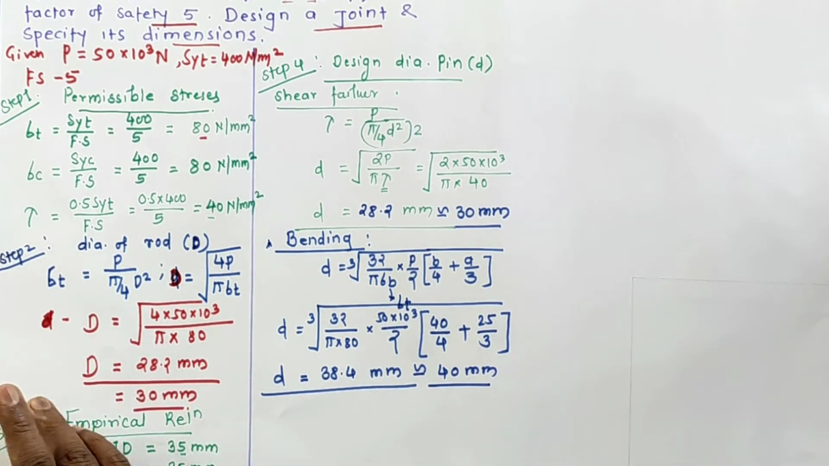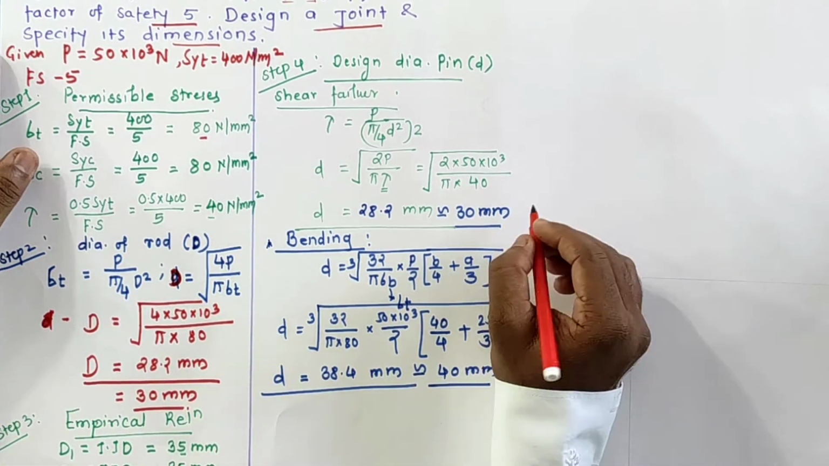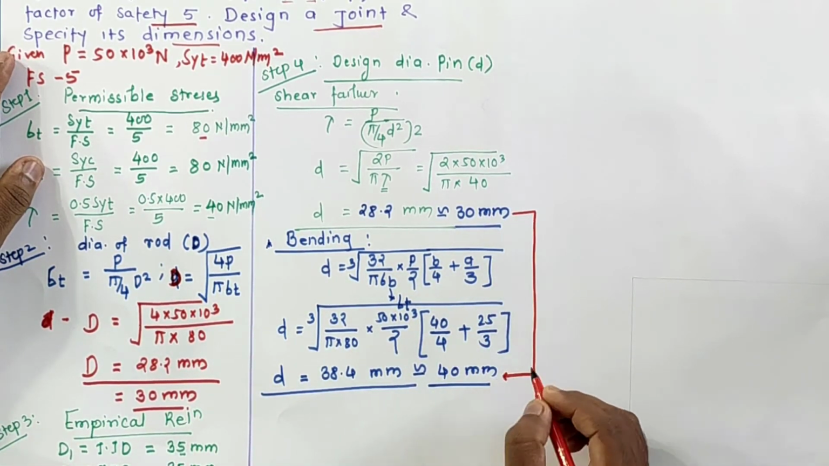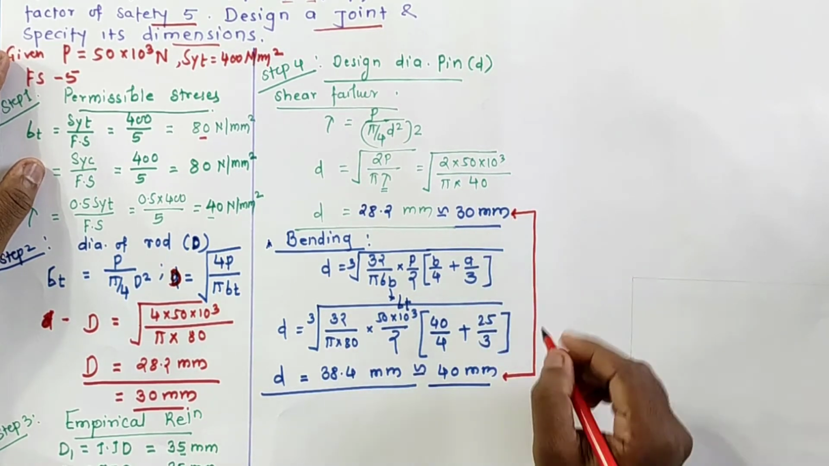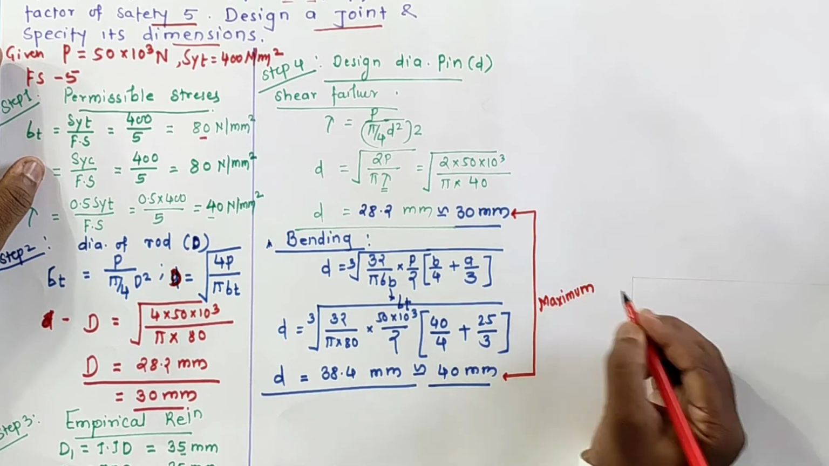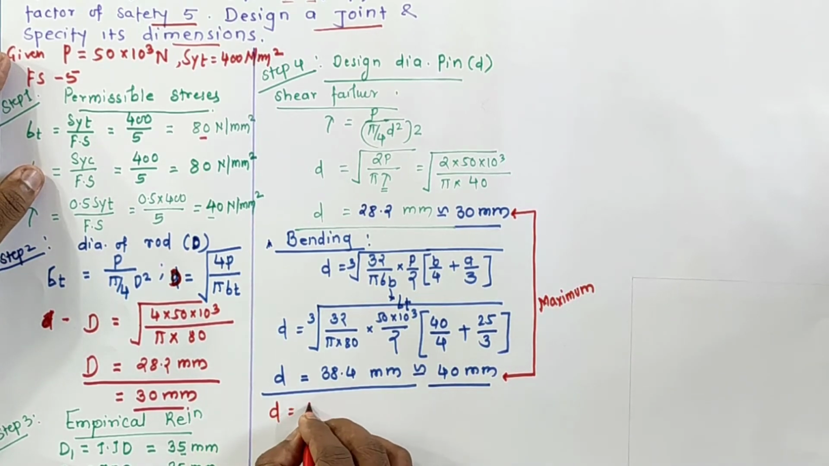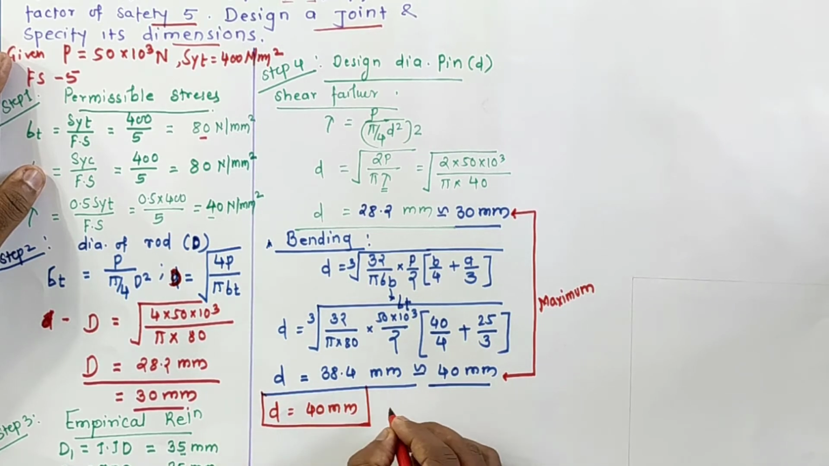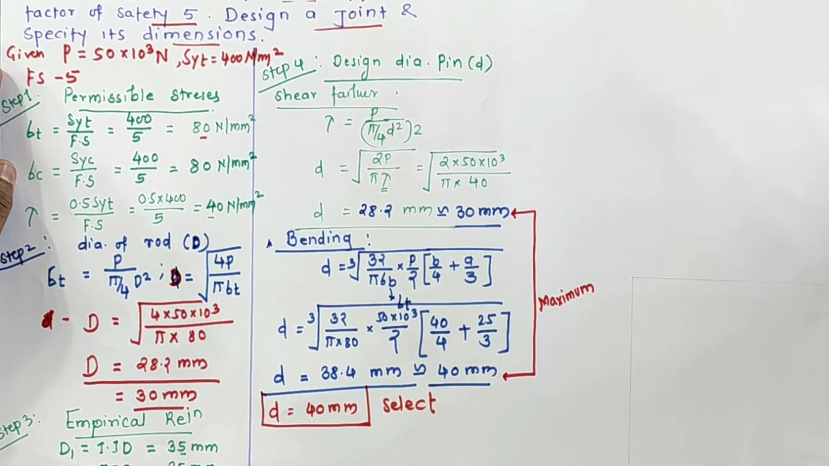So these are the two diameters which we can get, once from shear and another from bending. So select the maximum. The maximum is D equal to 40 mm. Need to select the maximum. So this is about the diameter of the pin.